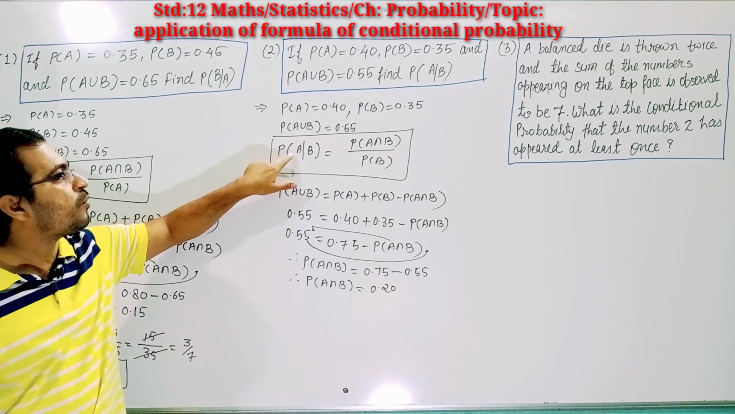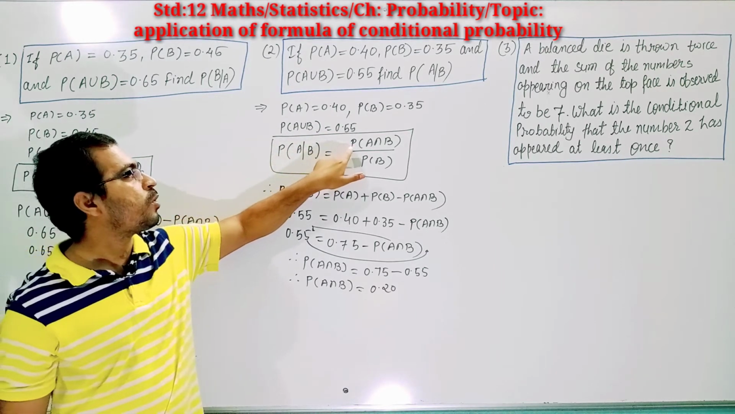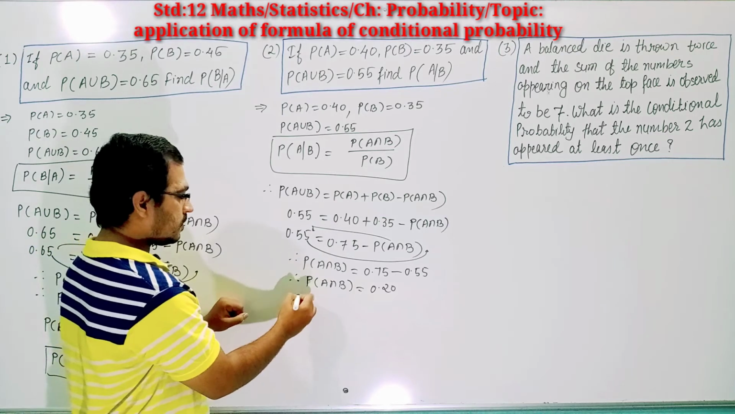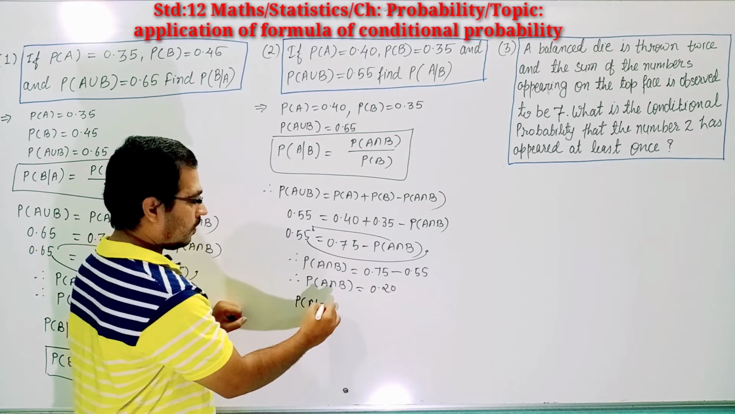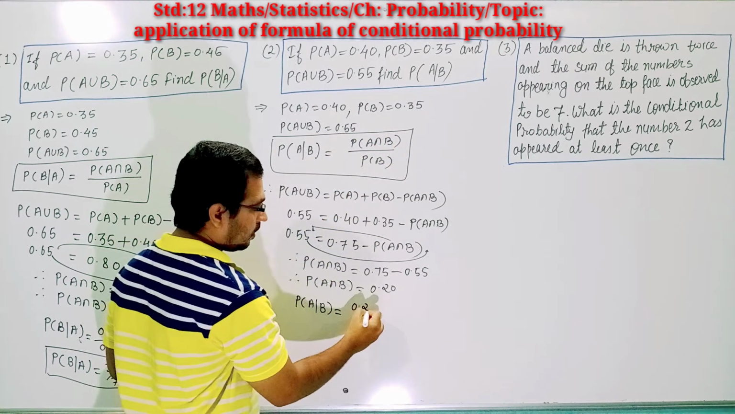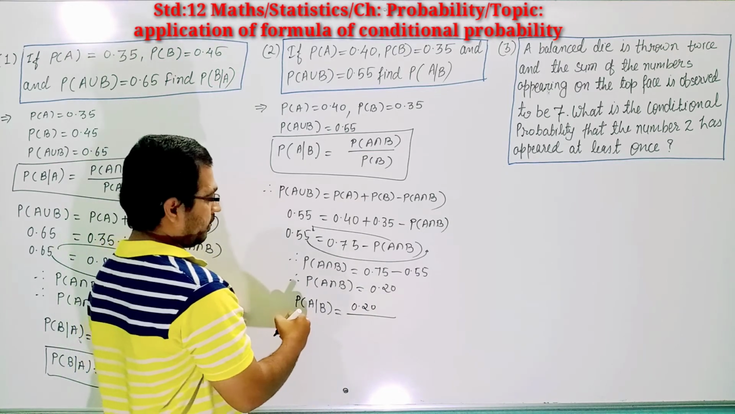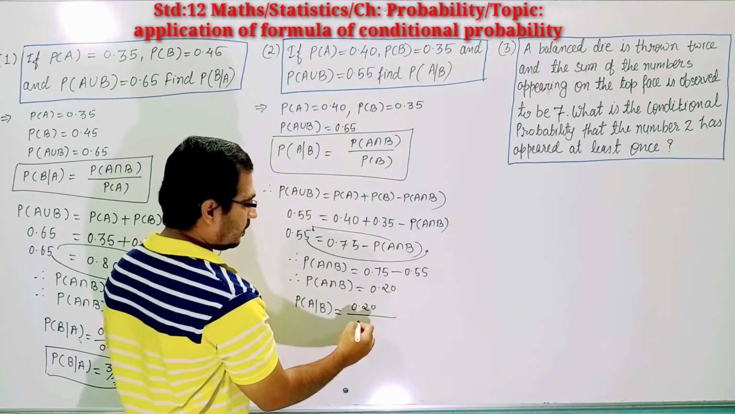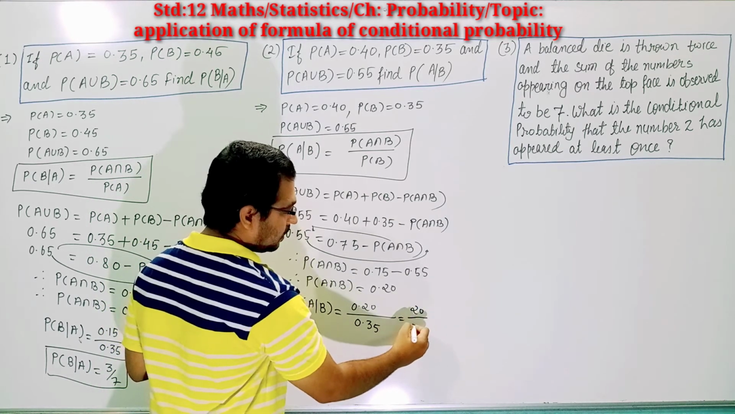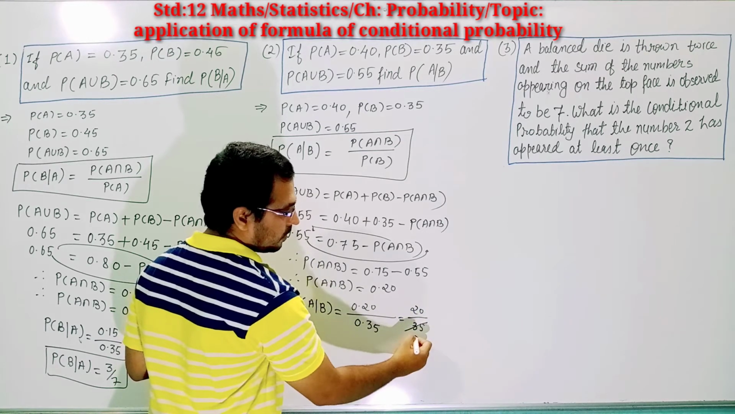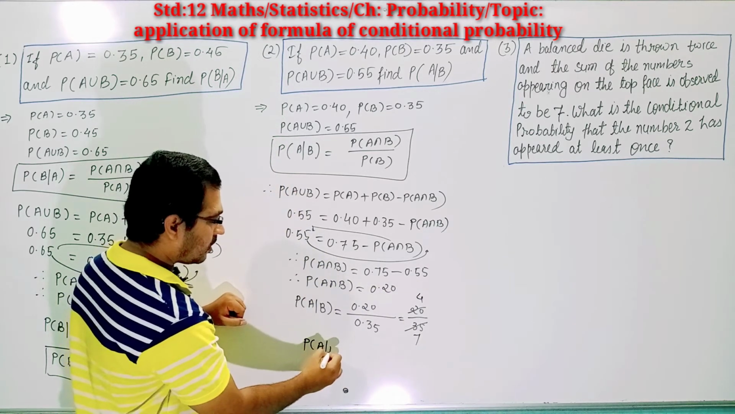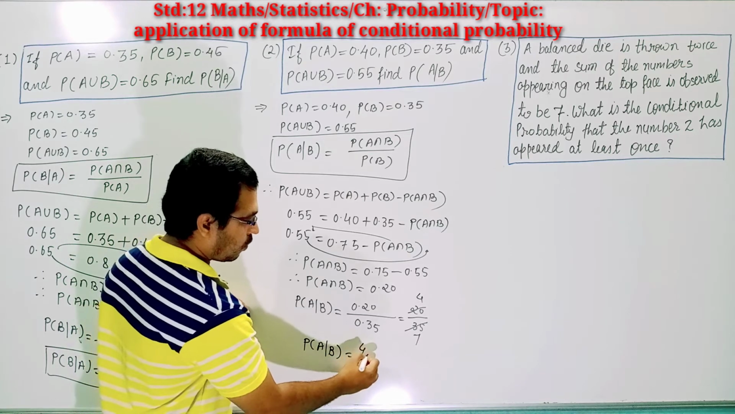So probability of A with respect to B is equal to probability of A intersection B divided by probability of B. The probability of A intersection B is 0.20 and the probability of B is 0.35. Right students, so we can write 20 by 35, dividing by 5, we are getting 4 by 7. So probability of A with respect to B is 4 by 7.